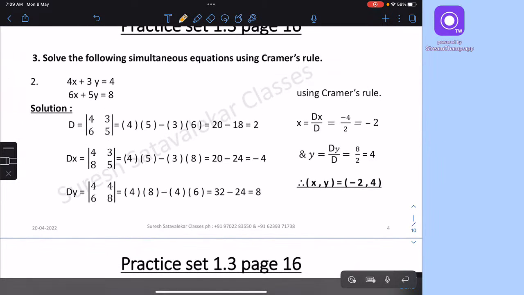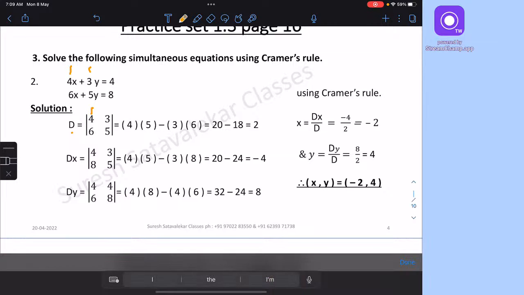Then second example, 4x plus 3y is 4 and 6x plus 5y is 8. Again here first we write D. D is the determinant of coefficients of x and y. So here is 4, 6, that is written here, and then second column is 3, 5, that is written here.